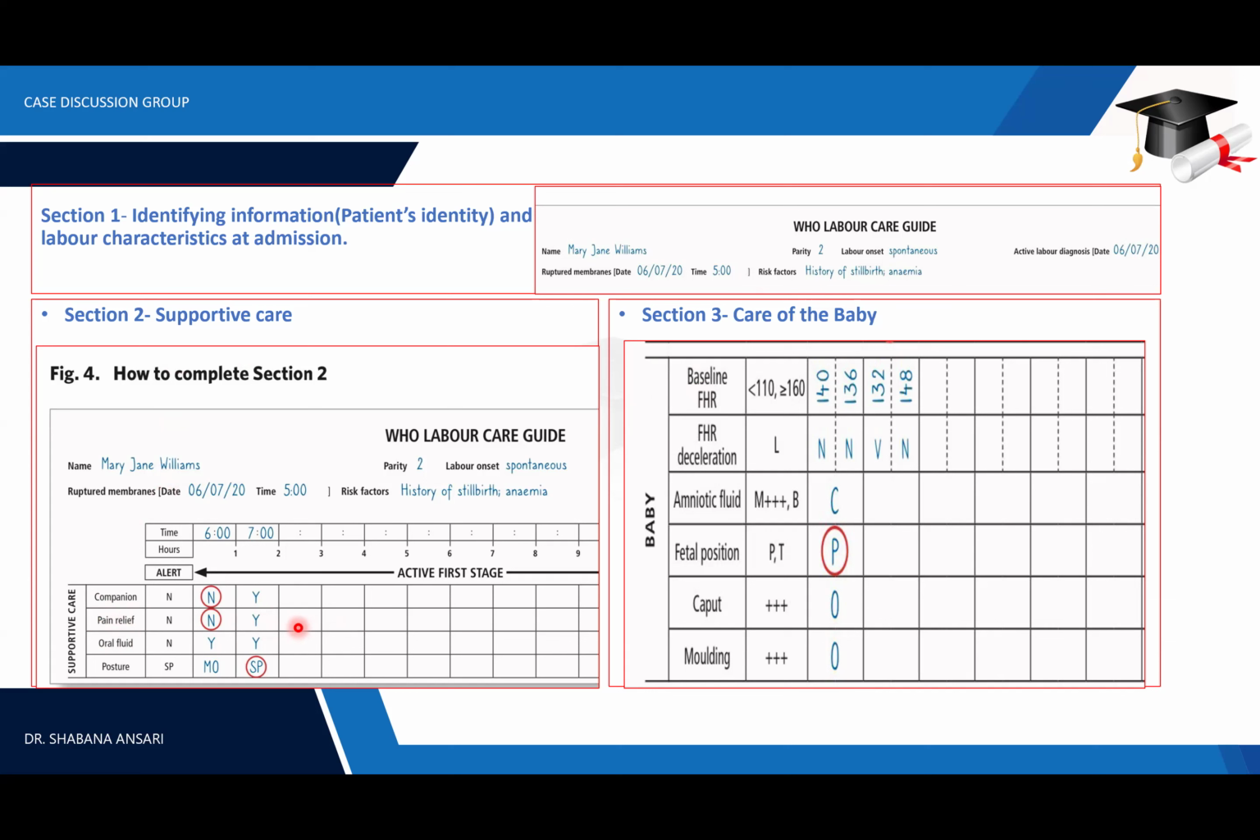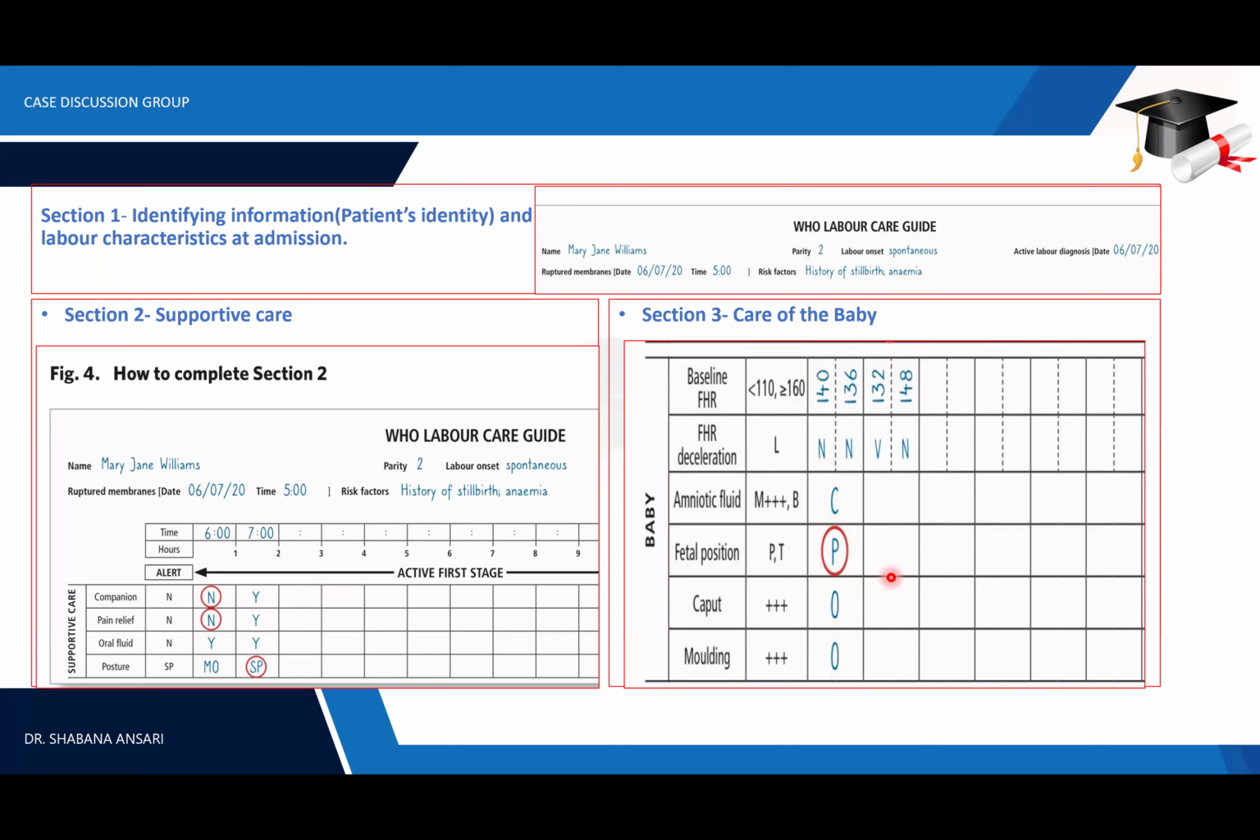You will get a mark in communication with colleague. There is no companion, so we can ask one midwife to be with her or ask her partner to be with her. So provide one-to-one support. Who will provide that? The midwife. So you will get marks in communication with colleague, isn't it?